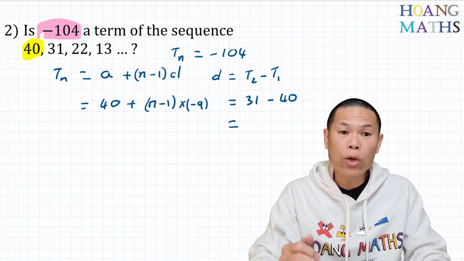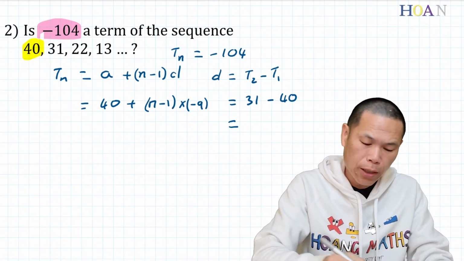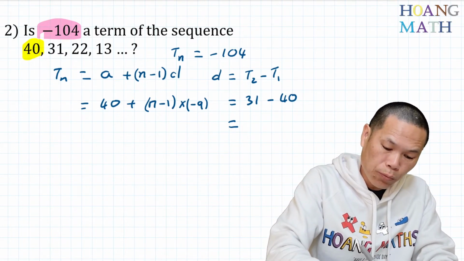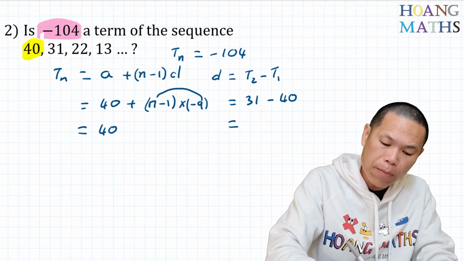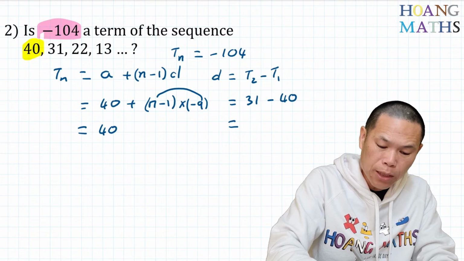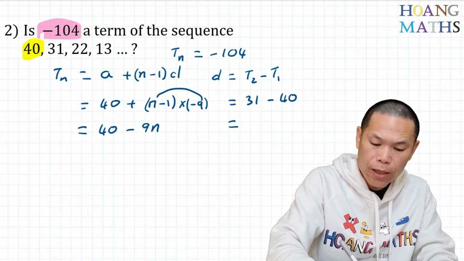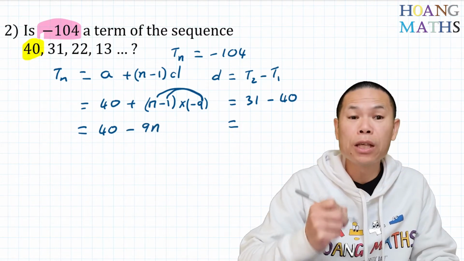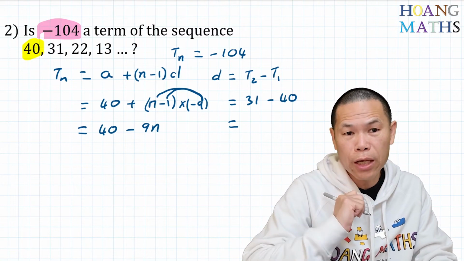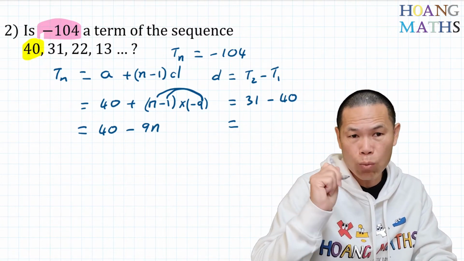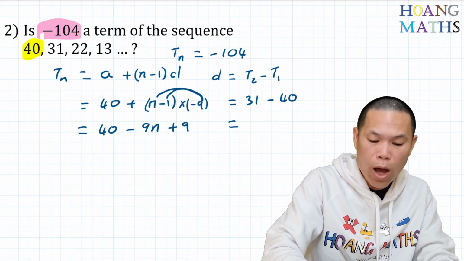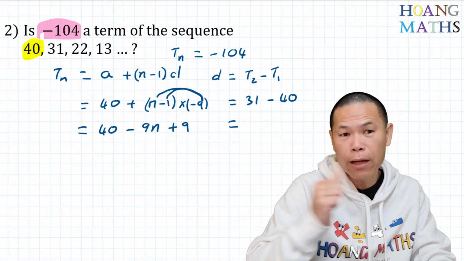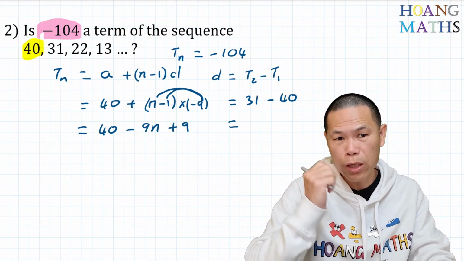Now I just expand the brackets. I write down 40 first, and we go negative 9 times n, which becomes negative 9n. And we have negative 1 times negative 9. Negative times negative gives you a positive, and 1 times 9 is 9. So we just write plus 9. Otherwise, you can put it on a calculator: negative 1 times negative 9, and your answer should be 9.